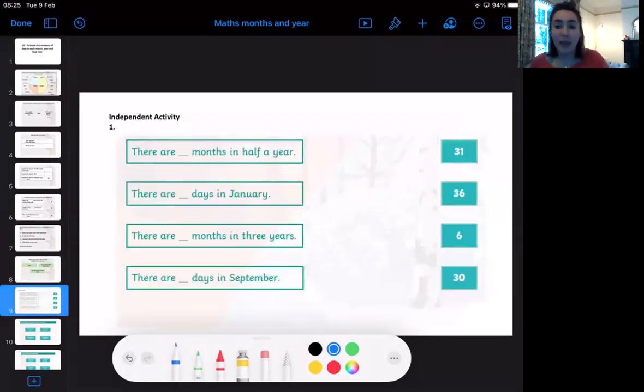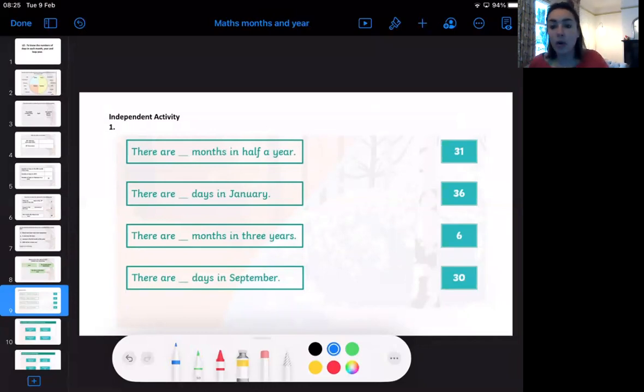We are now on to some independent activities. I will just whiz through the slides just to talk you through them. You can pause after each one and have a go at them. You don't need to print anything out, but you can write the sentence out and fill in the gap. So question number 1, which I'll read out, and then you can pause and have a go. There are how many months in half a year?